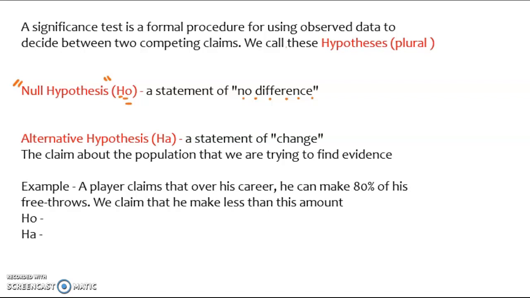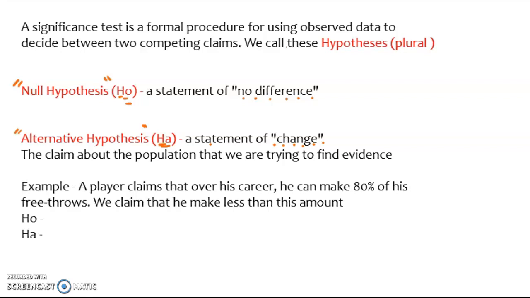Nothing remarkable. The alternative is the other hypothesis. We will refer to it as the Ha. And it will always be our statement that there is some kind of change. There's a difference. There's a greater ability or less ability. So this is your change. The first one, the null, is always no difference. And the alternative is always your hypothesis about some kind of change.